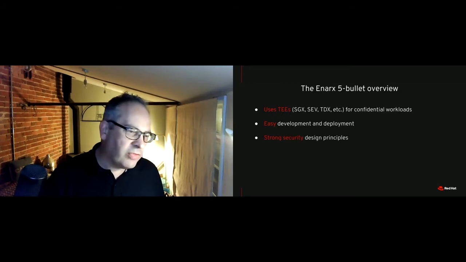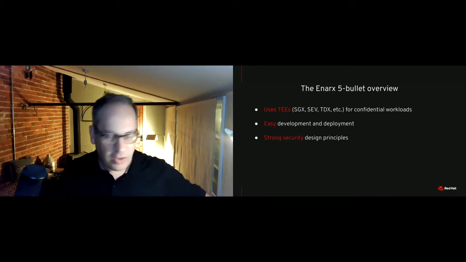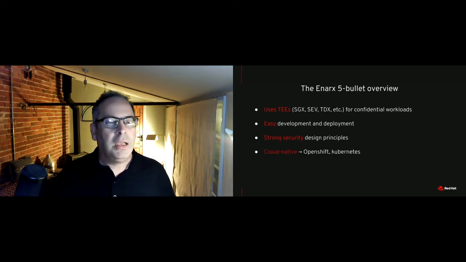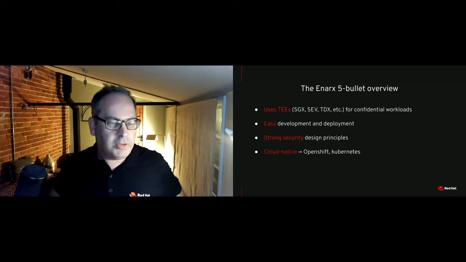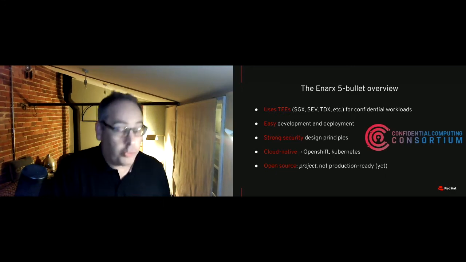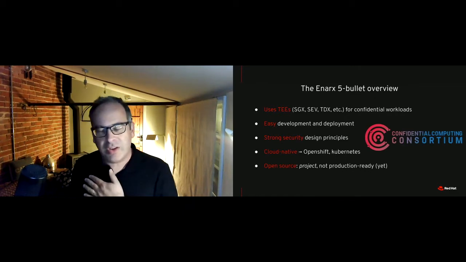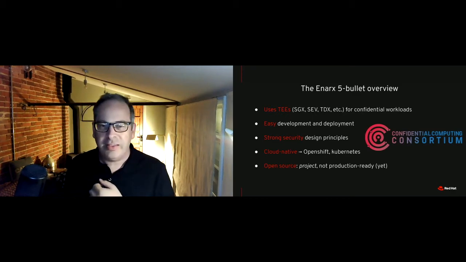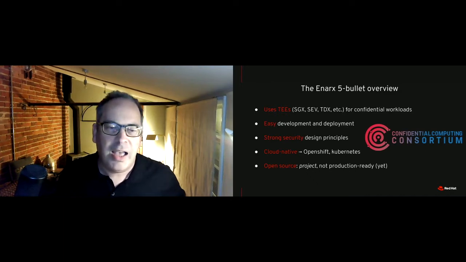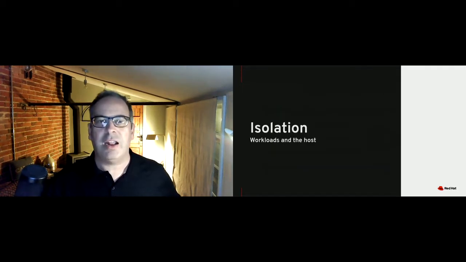We have chosen some very strong design principles in terms of security. We want to make it as difficult as possible to do the wrong thing. We can't always force you to do the right thing, but we want to make it difficult to do the wrong thing, but easy to do the right thing. Cloud native, absolutely. We very much hope to be integrated with things like OpenShift and Kubernetes. And this is, of course, all open source. And I want to be very clear, this is a project that is not production ready yet, but we will have some exciting news that we'll be announcing in the course of this slideshow. And it's part of the Confidential Computing Consortium, which is a Linux Foundation project to encourage use of TEEs and open source. So that's enough to be getting on with.